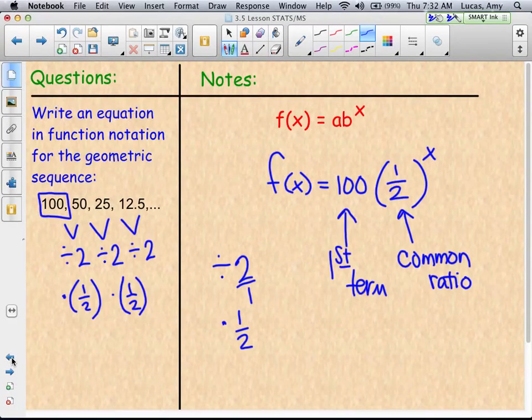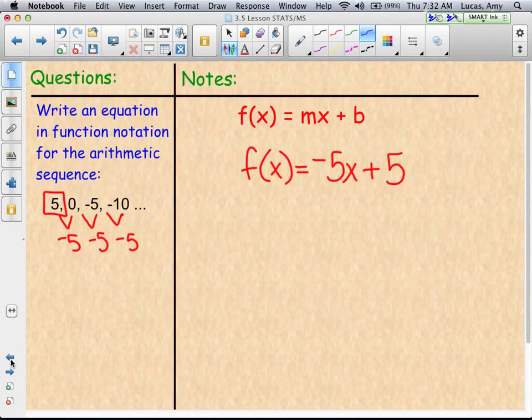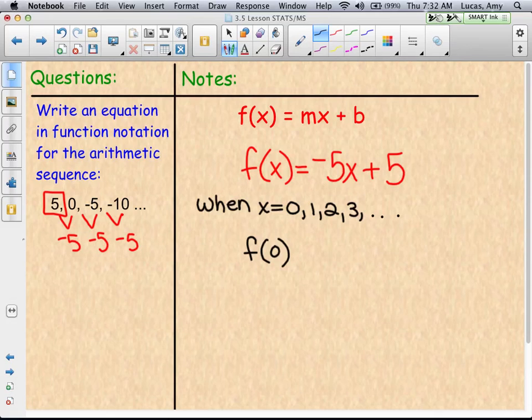So I'm going to go back to one of my arithmetic sequences right here. And I'm going to remind you that on the vocab page we said when x equals 0, 1, 2, 3, and so on. And I want to show you what you could do with that information. If I plug in a 0 for my x, I should get the first term in the sequence. Negative 5 times 0 is 0, plus 5 is 5. So I did get the first term in the sequence.